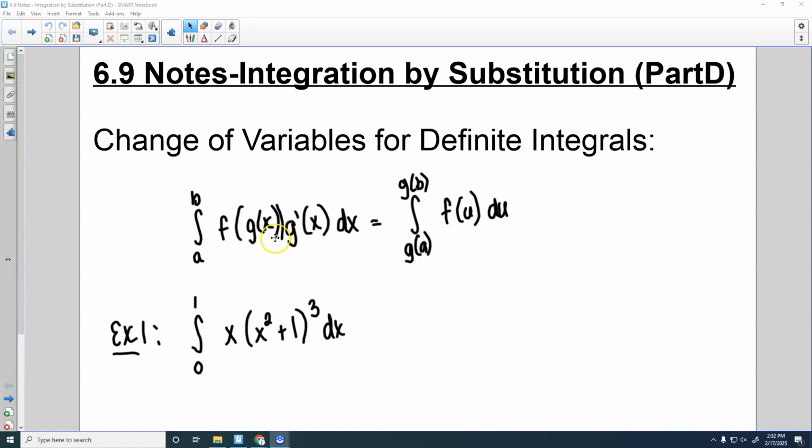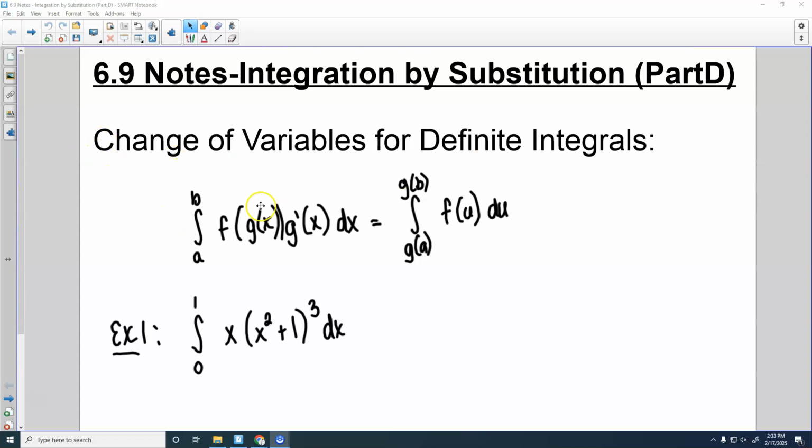Pieces that you need. But we have really only done one of these where it was a definite integral so far. So we need to know what to do with definite integrals. And there's going to be a shortcut that we are going to use that is going to make this a little bit quicker to do.